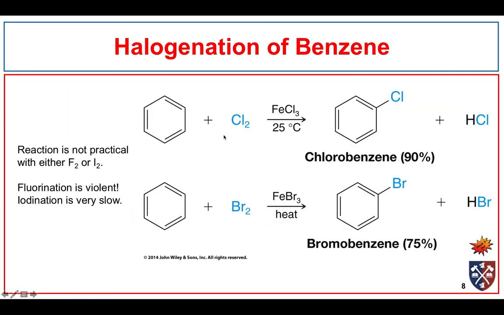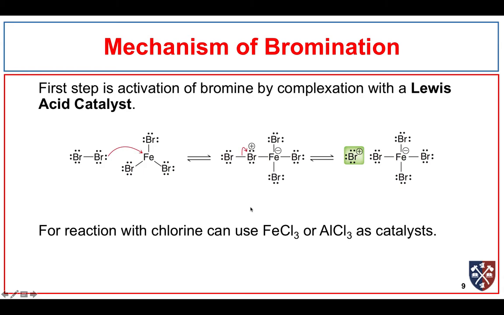All we need is a Lewis acid catalyst. If we're using chloride, we would use a Lewis acid catalyst with chloride. If we want to use bromine as a reagent, we use a Lewis acid catalyst which contains bromine. Now, one of the things that happens in this reaction is that the bromine is not the active electrophile.